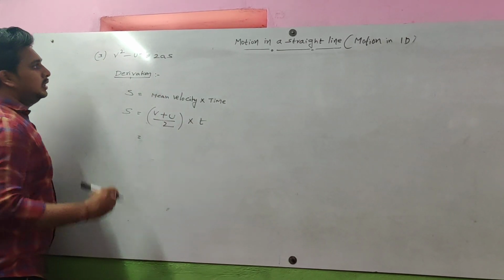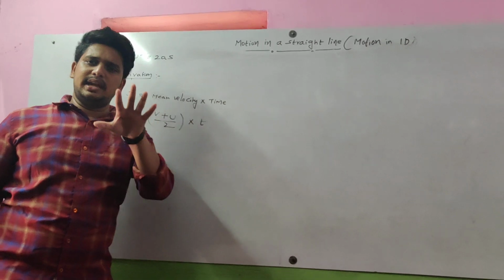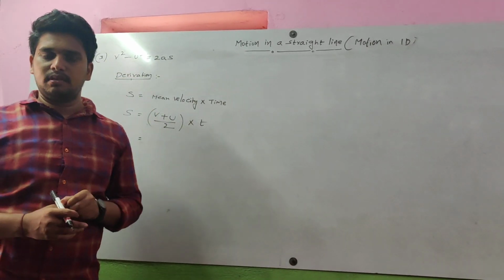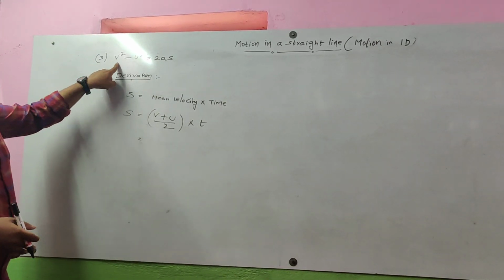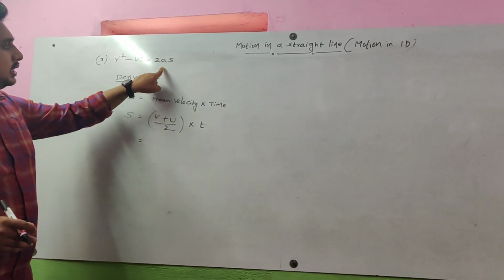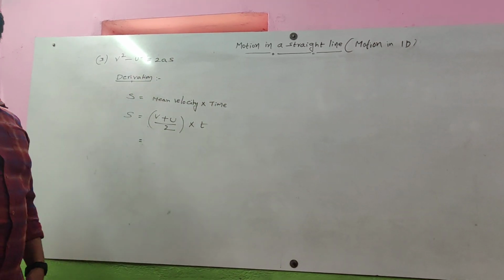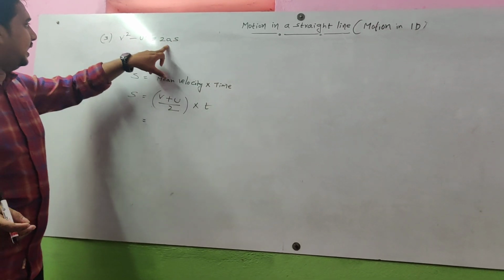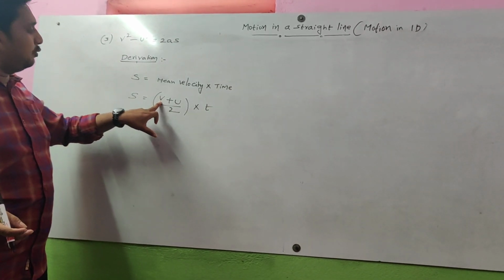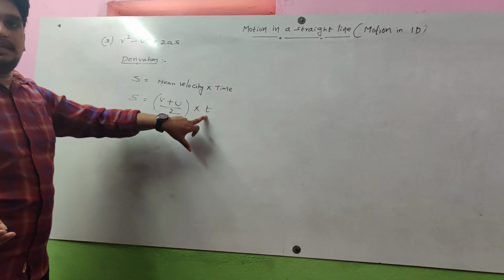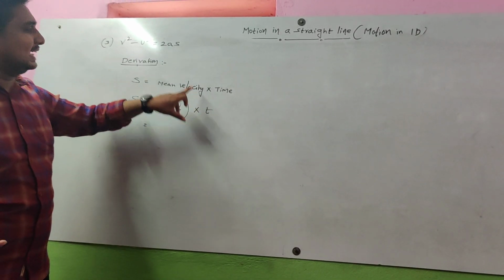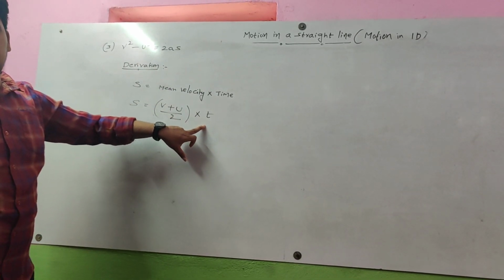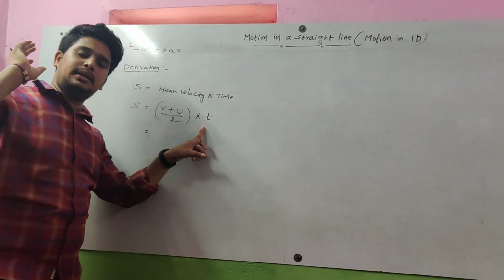So observe now, if you take any derivation, the simple thing is, what are the given parameters? That is important. The parameters here are v, u, a, s. In this formula, we want s, we want a, v, u. We don't want t in this derivation. That means we should eliminate t here.